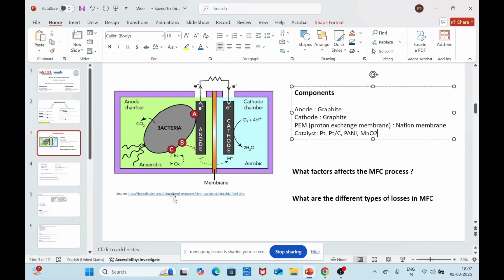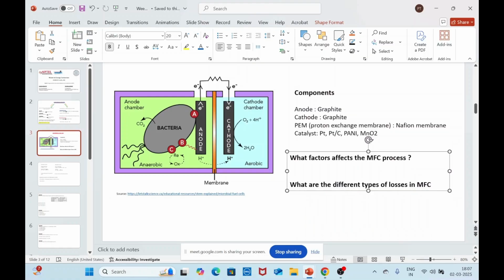So let's move on to the question section. Let's discuss the processes that affect the microbial fuel cell. What are the processes that you think will affect the microbial fuel cell?